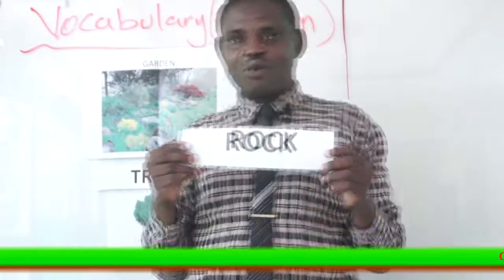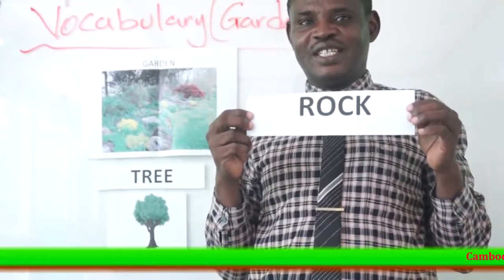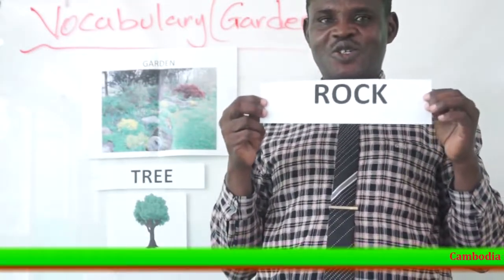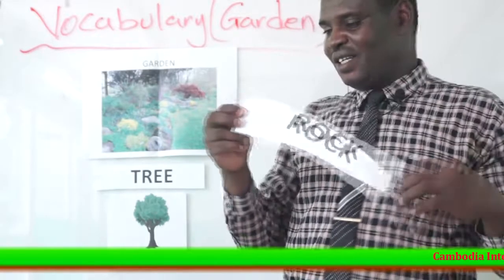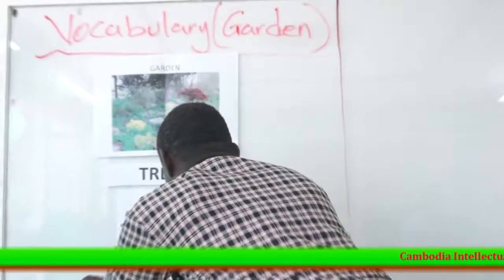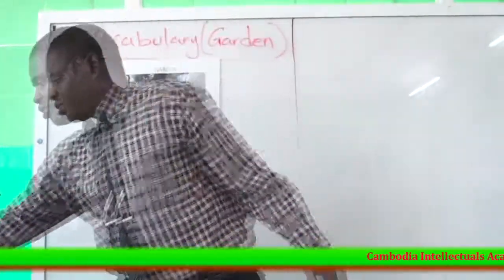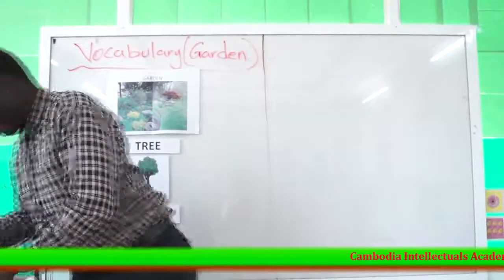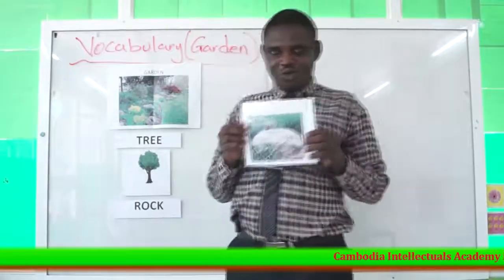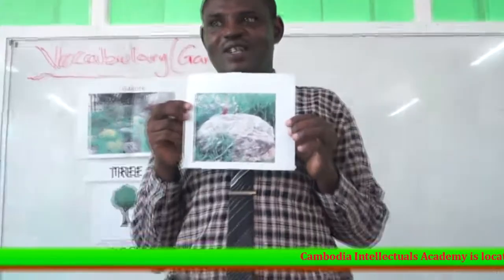We also have rock, which can also be found in this small garden. So, rock. And this is the photo of a rock.